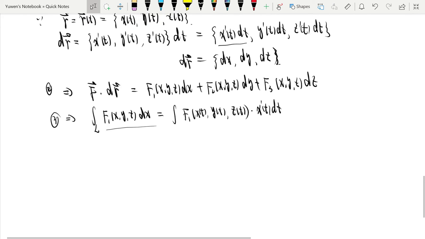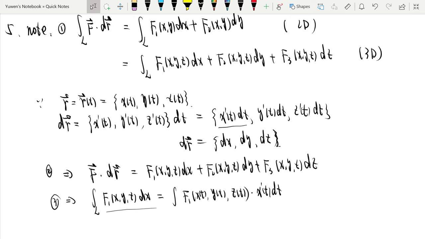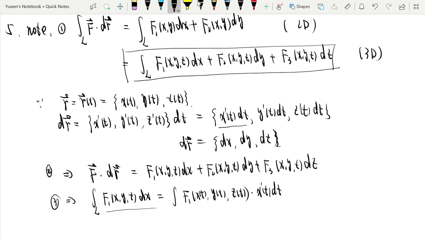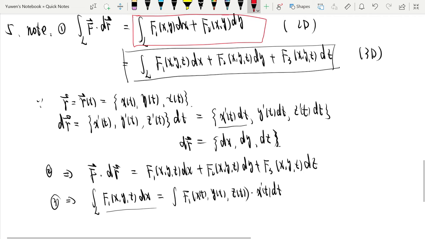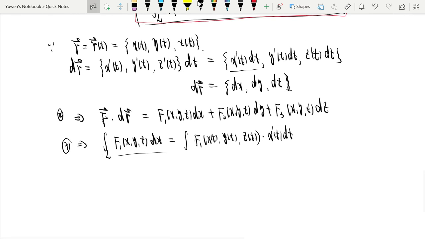Okay, that's another type of line integrals of vector fields, another notation for this one. Sometimes we can find the integrals in these two forms. Okay, let's do some examples.